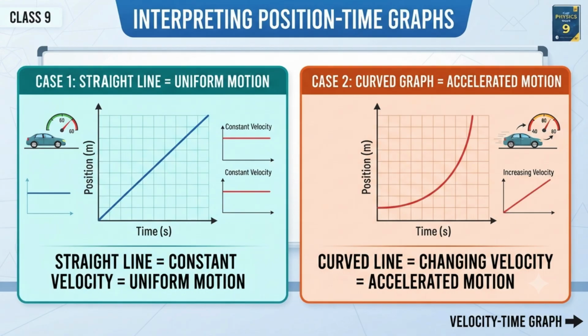So, here's an easy trick to remember. Straight line equals constant velocity equals uniform motion. Now let's move to the second case. Case 2, curved graph. What if the graph is curved instead of straight?